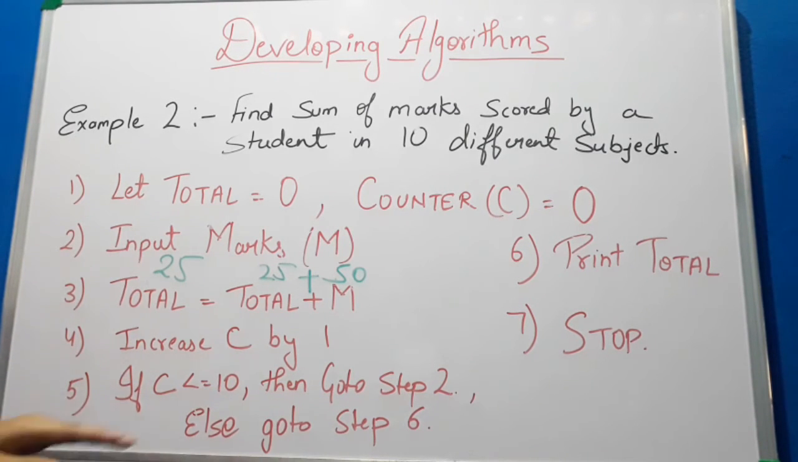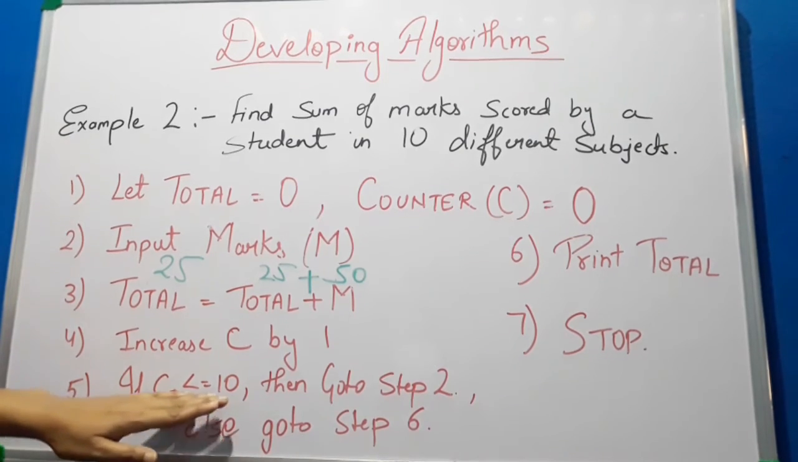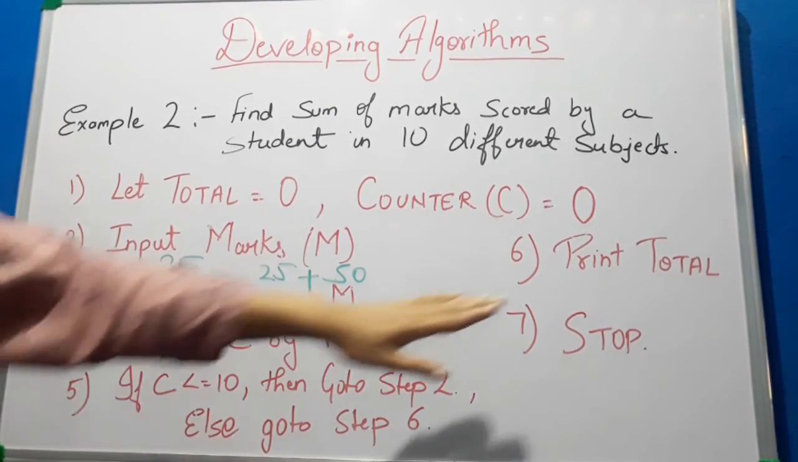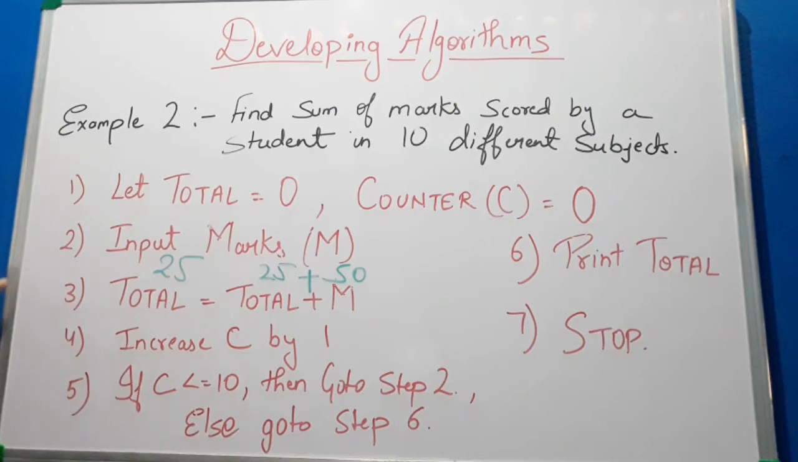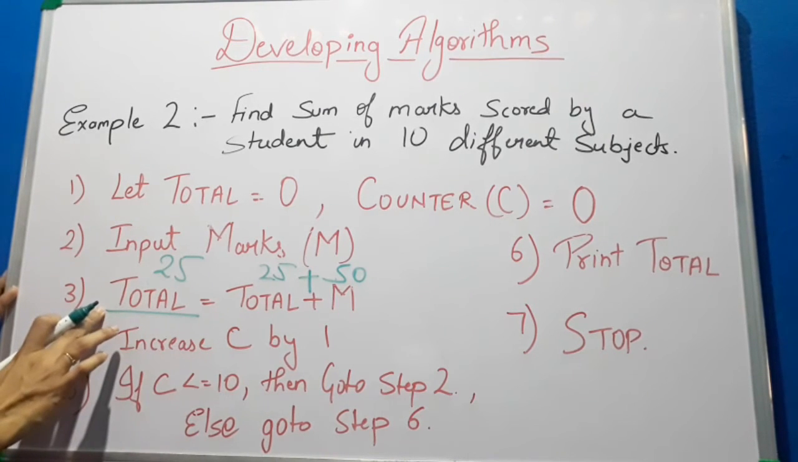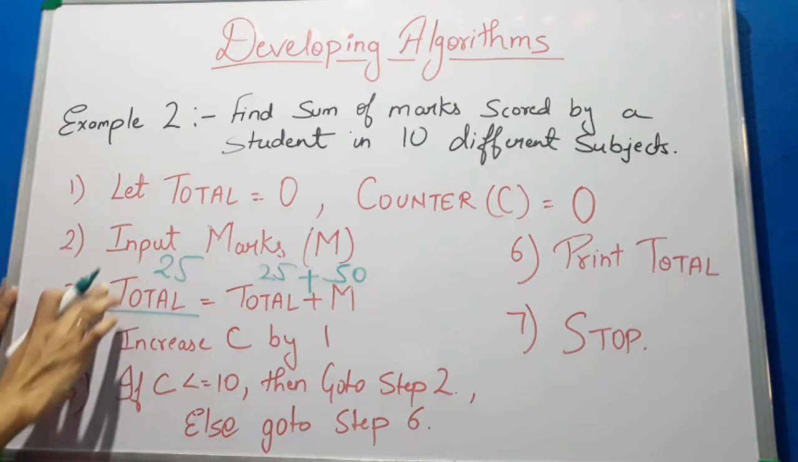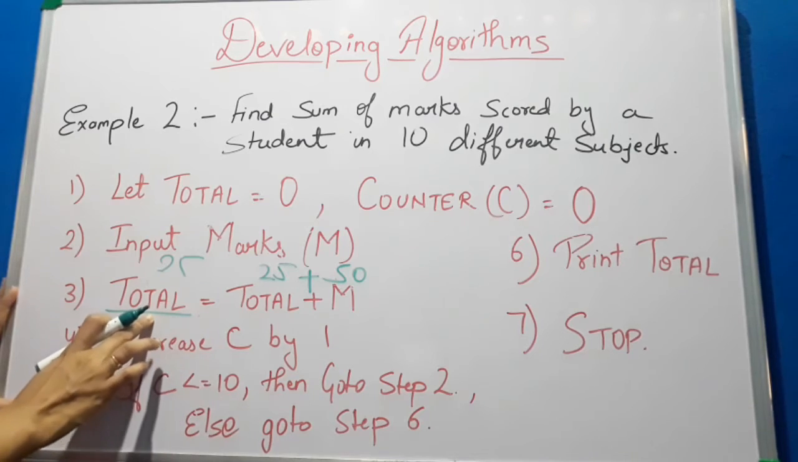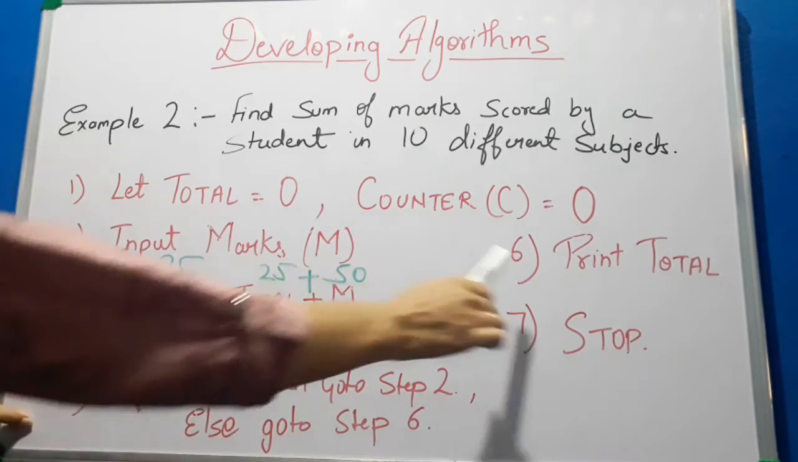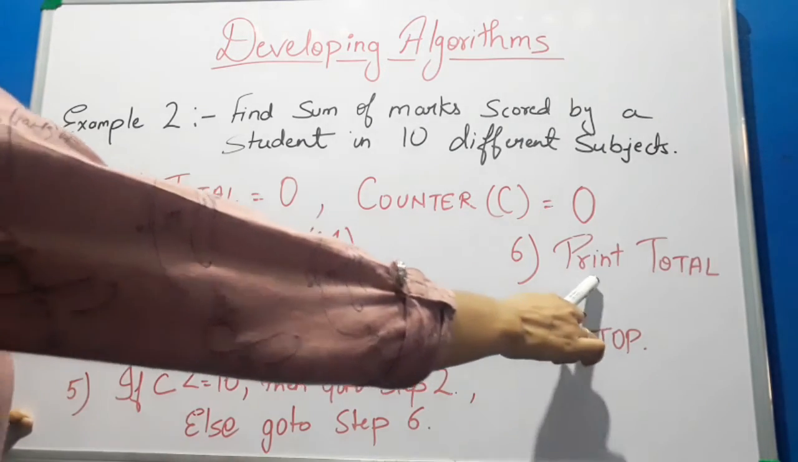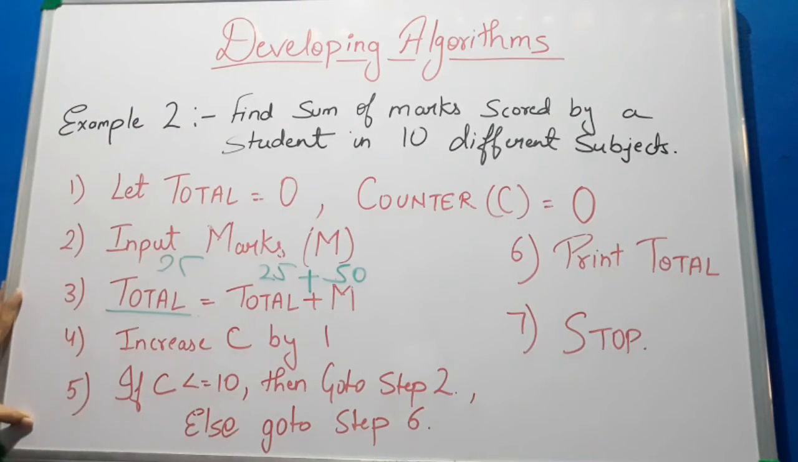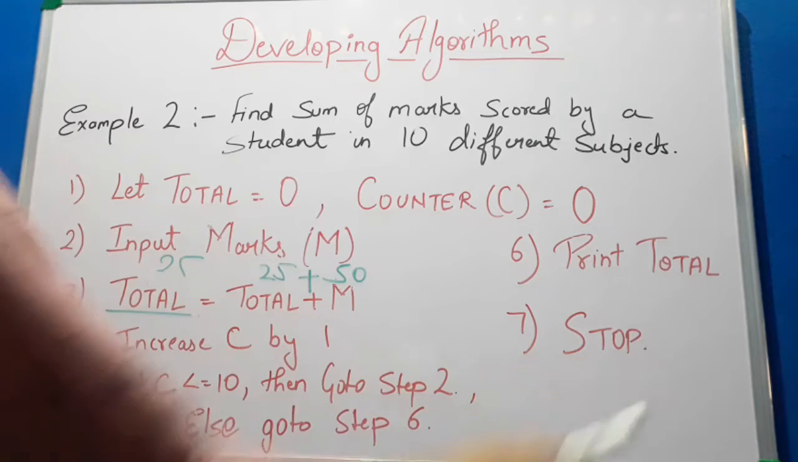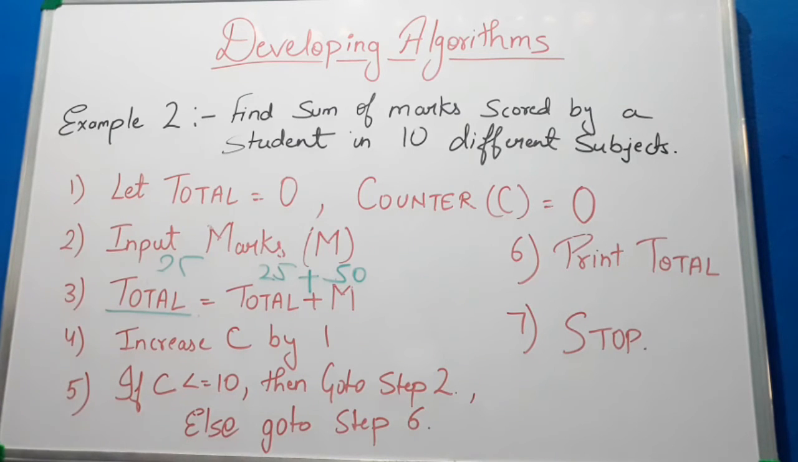And after this loop ends, what you have to do is print total. Why do you have to print total? Because all the total marks are stored in this total only. So in step number 6 you have to print this total, and at the end you have to stop your algorithm to see the result.